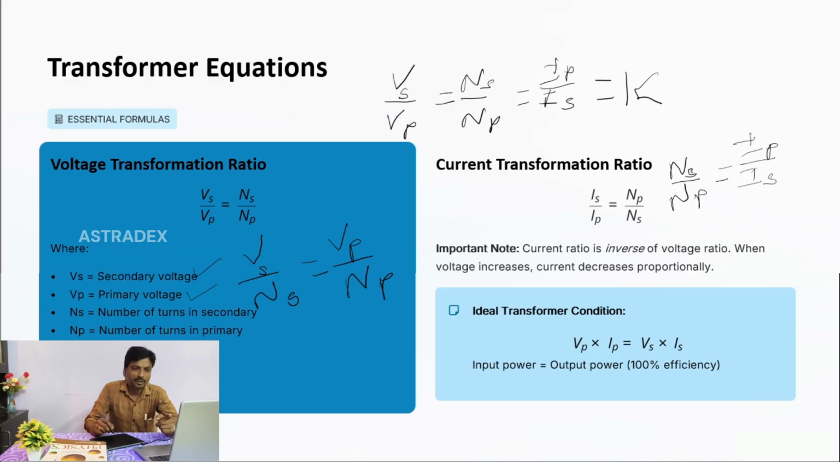See the important note. The voltage transformer ratio is inverse to the current transformer ratio. That means what? If voltage increased, current will be decreased. So by stepping up, the current will be reduced. Here, ideal transformer condition is given. What is that? Ideal means the output will be equal to the input. See, given here, that VpIp is the input power that must be equal to VsIs, that is output power. That means 100% efficiency.